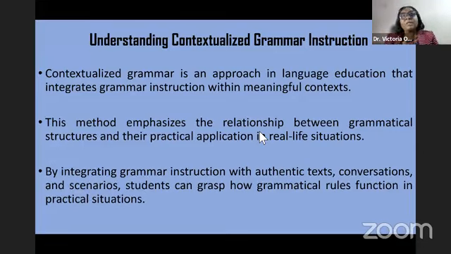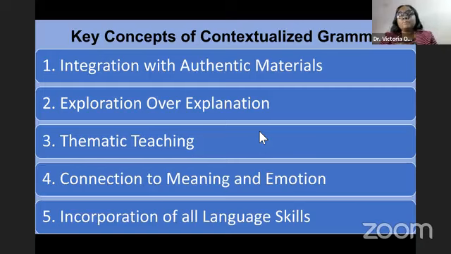And so contextualized grammar, in its simplest sense, is, yes, teach grammar, but use context, use situations, use everyday experiences, use real life situations that the students are familiar with, and let the students explore these grammatical rules in these everyday situations. And so they see grammar in action instead of seeing them as rules.